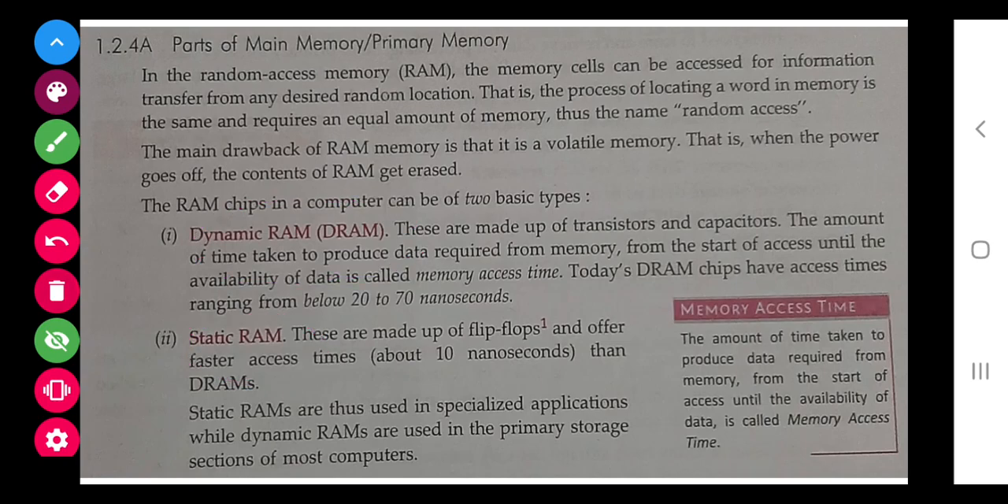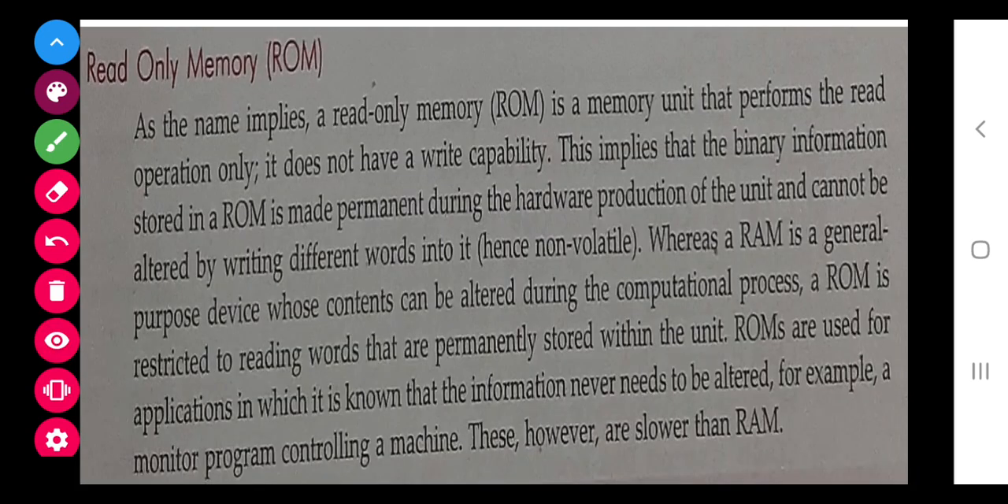Now, dynamic RAM has a great access time, and it keeps on deleting the data whenever it is not needed. And static is that in which the data is stored for much longer time. So that is the thing. So you read this. Now read only memory.